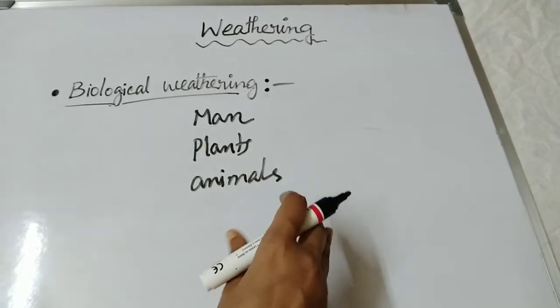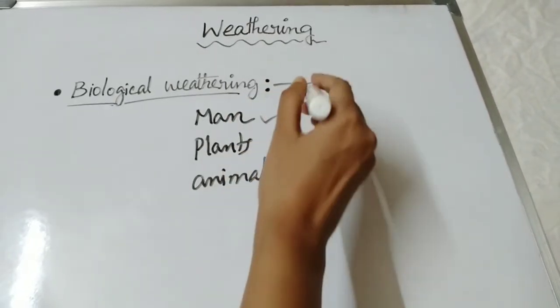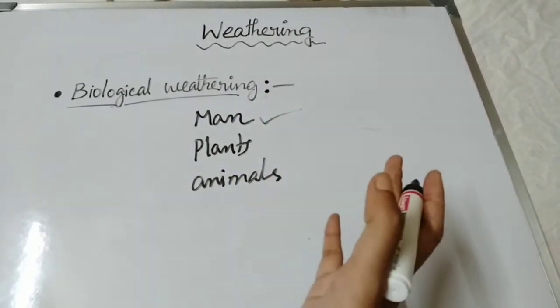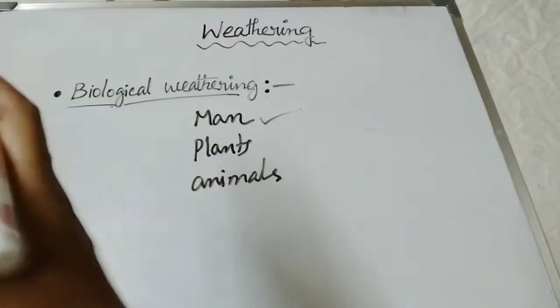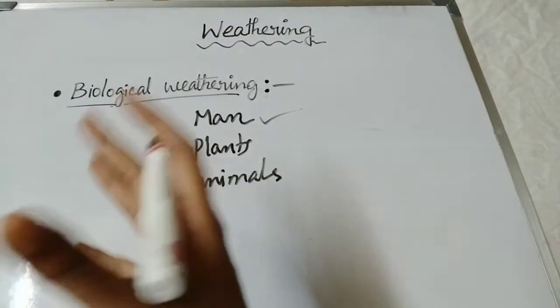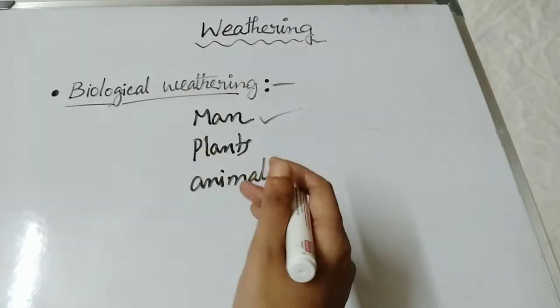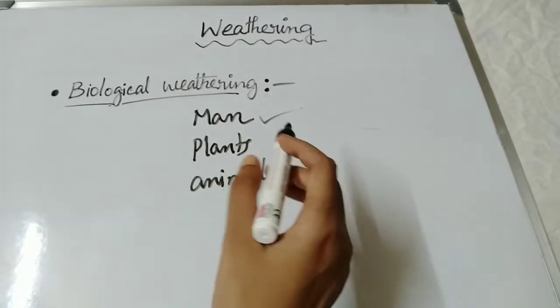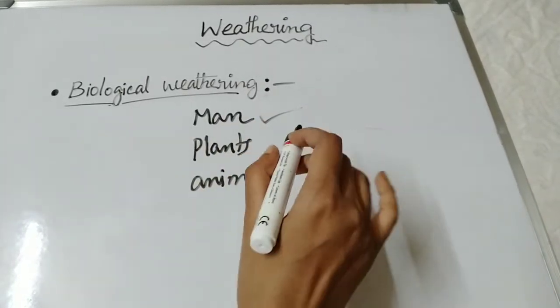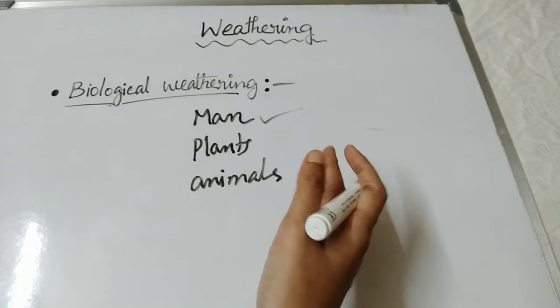In this case, the action of man in the disintegration of rock is well known, as he cuts down rocks to build dams, make furniture, buildings or roads, and for construction. So it is man-made. The animals also work as agents of disintegration.